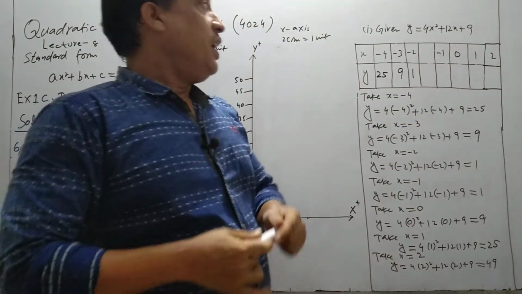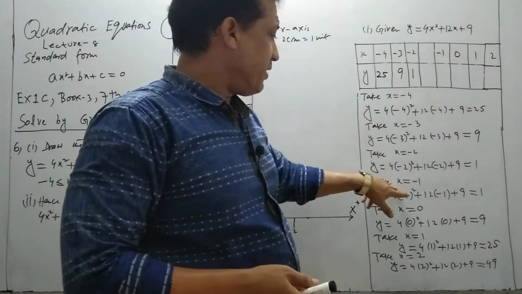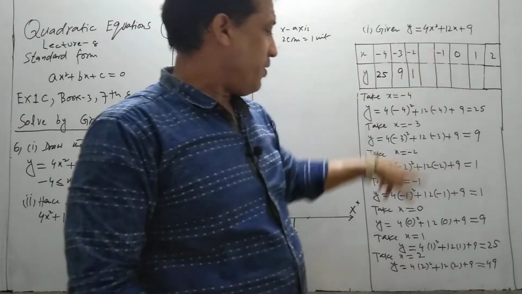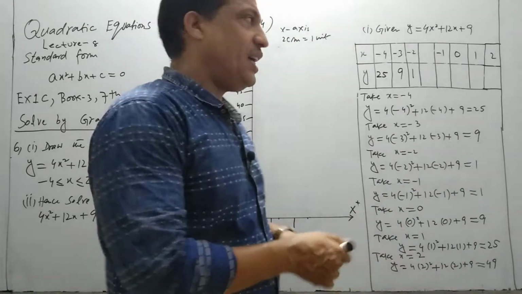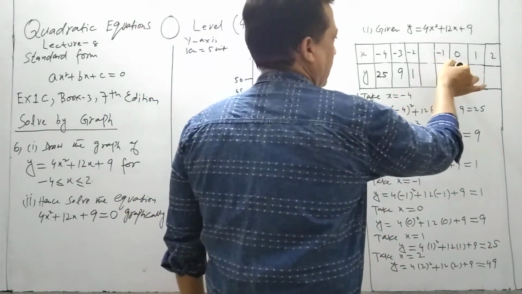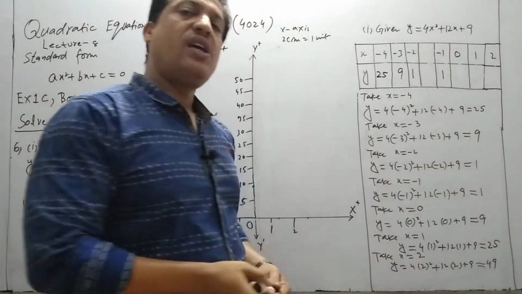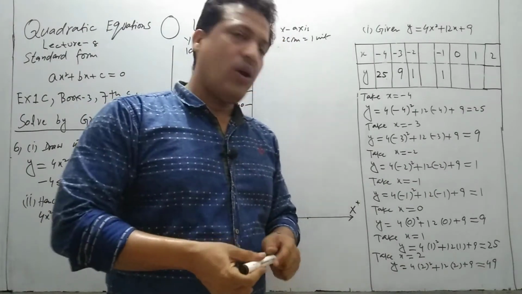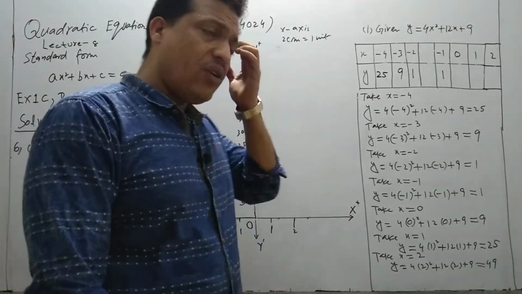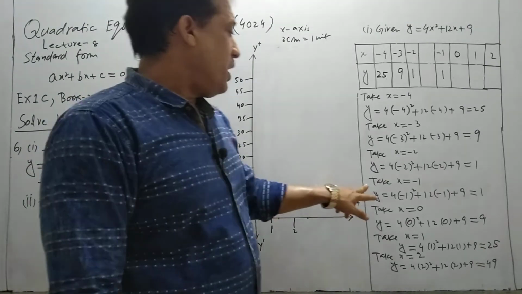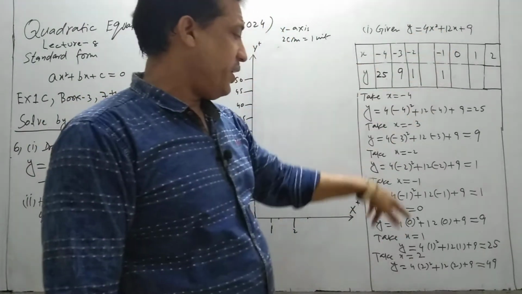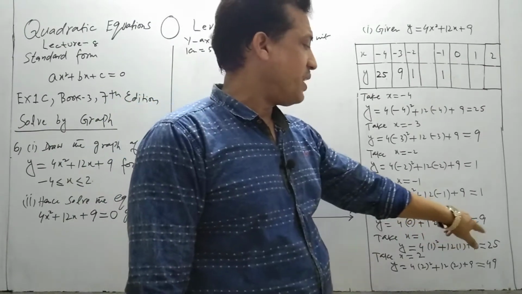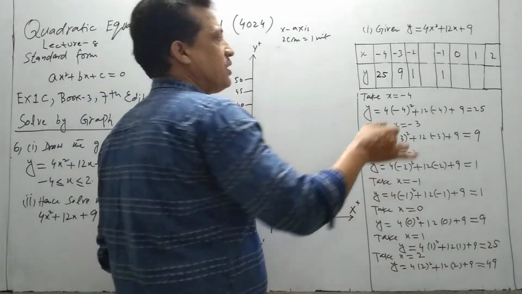Now put x equals minus 1 in this equation: 4 into minus 1 square plus 12 into minus 1 plus 9. You will get 1. You can verify these values with the help of a calculator. I already calculated them in order to save my time. Take x equals 0 and put it in this equation: 4 into 0 square plus 12 into 0 plus 9. You will get the value 9.